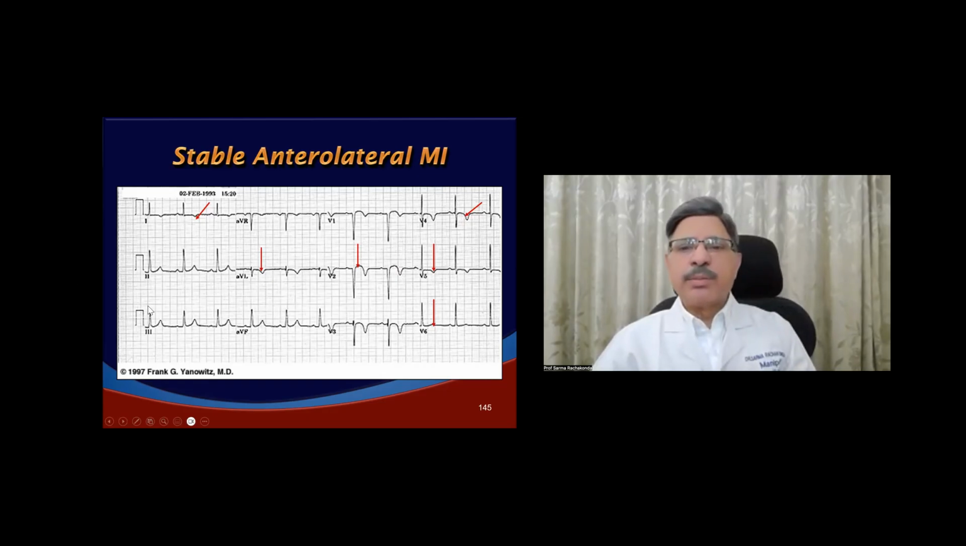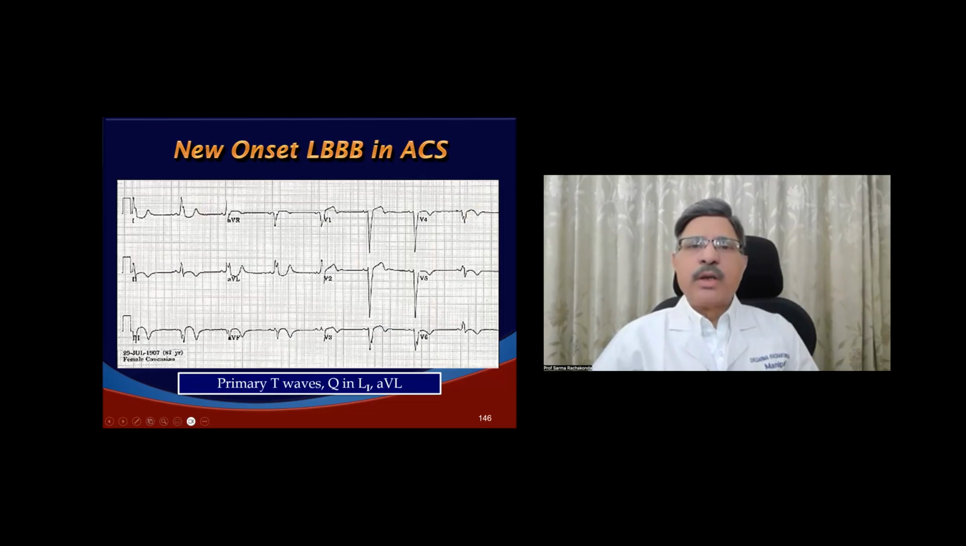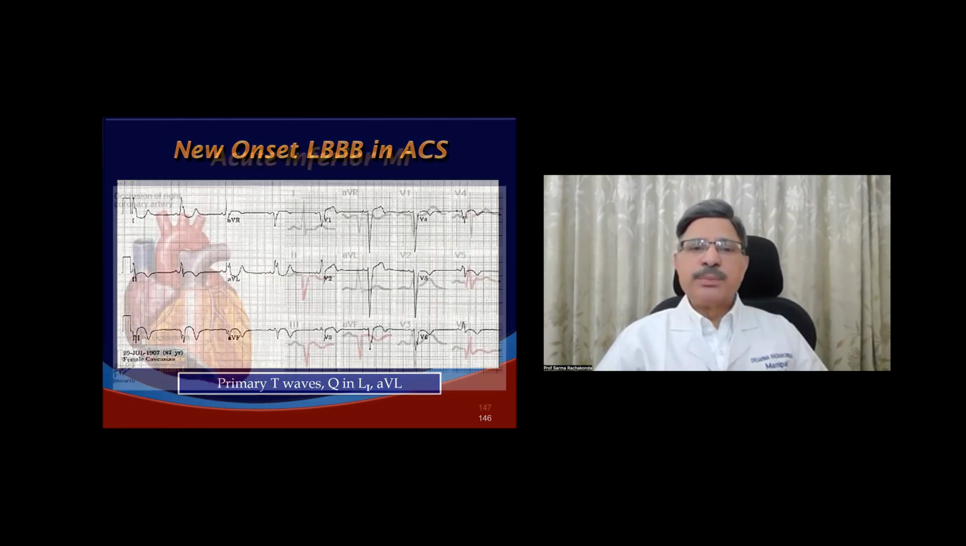So we have treated the patient, only T inversions are there. We don't see any other evidence of infarction. It is a stable anterolateral and new onset LBBB. If you see the left bundle branch, M pattern in L1 and AVL and V5, V6 also. M pattern is there, or slurred QRS complexes. Primary T inversions, you see, and the T wave is in the same direction as the QRS. That means you should suspect LBBB with infarction.